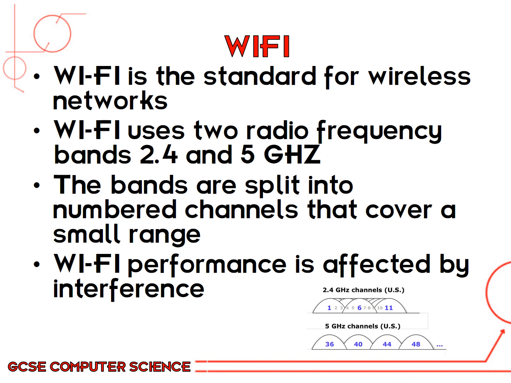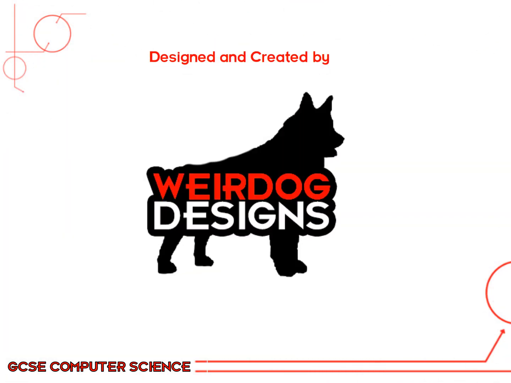The worst thing about Wi-Fi is that it's affected by interference. So any sort of obstacles, or when you've got multiple devices all connected together, that can affect the performance of your wireless network.